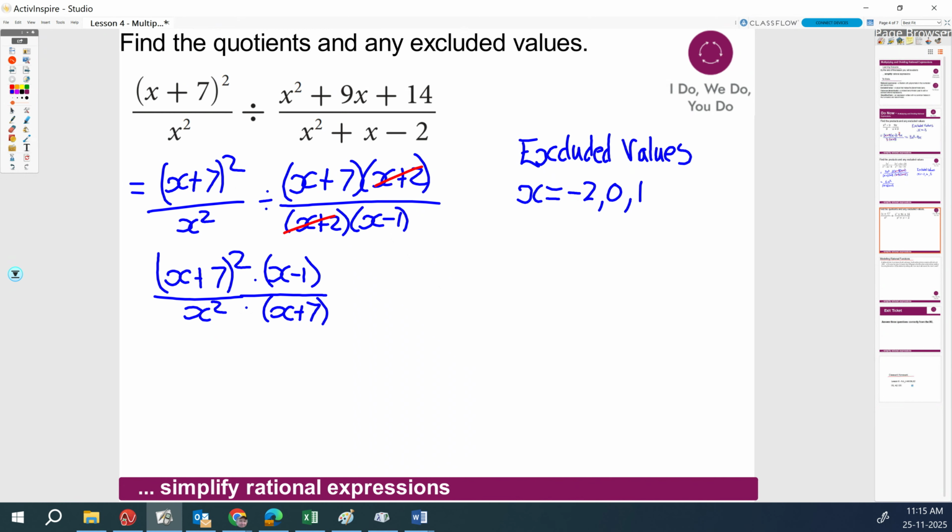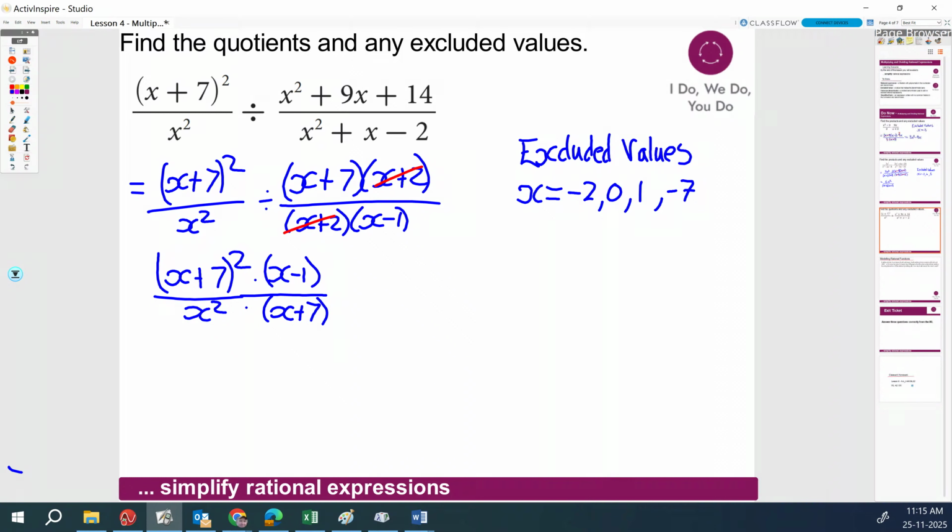At this point, continue to look for excluded values. Negative 7. Notice now that this is in the denominator. So negative 7 is an excluded value. You keep the excluded values as you go, and then you solve it and find new ones. So these are the excluded values at this particular point, and we make this multiplication.